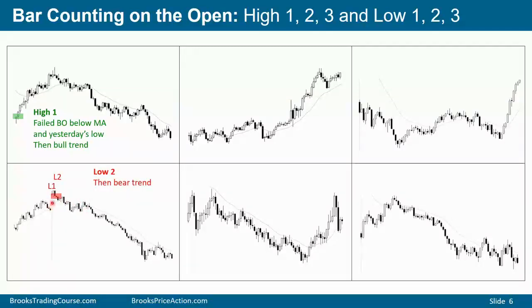This is hard to see. The second bar traded below the first bar. That's a low 1. And then the fourth bar traded below the third bar, and that's a low 2, a micro double top and a low 2, and then a bear trend. I'm mentioning this because some traders like to count bars and count reversals and count pullbacks.